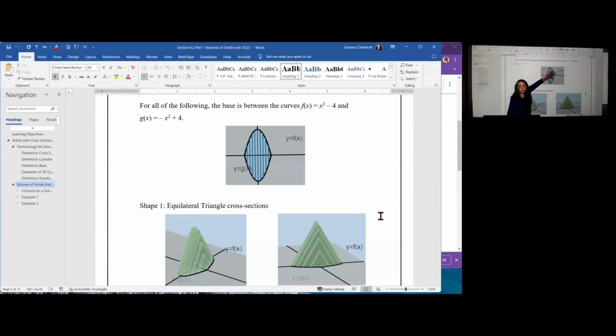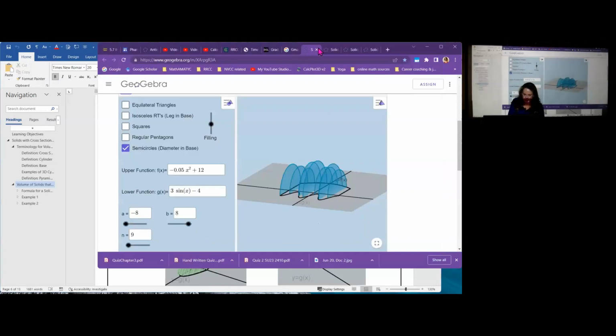That will give me the length of one side, and since I know it's equilateral, I can use trigonometry to find the height. That will give me the area of that triangle. To find the volume of that slice, I multiply by the differential. Let's take a look at some different images of that picture.